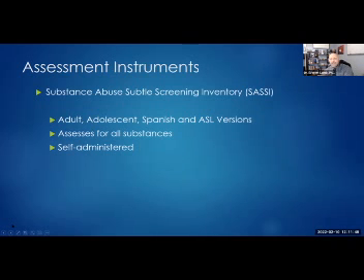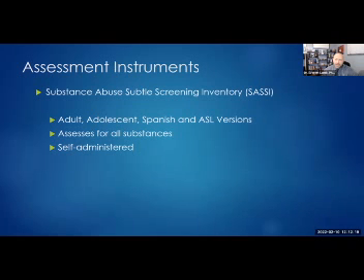So as far as assessment instruments, I'm showing you a handful that are evidence-based, that are absolutely the pinnacle of what we actually use frequently in treatment. No bias, but the SASE is kind of the gold standard. That's not my saying. It's just the most used in all the substance abuse treatment assessments. It is by far the most utilized.